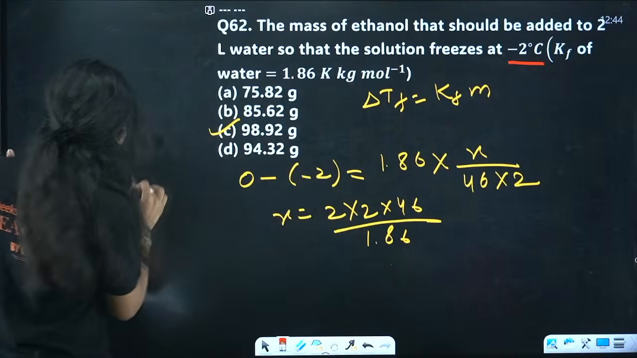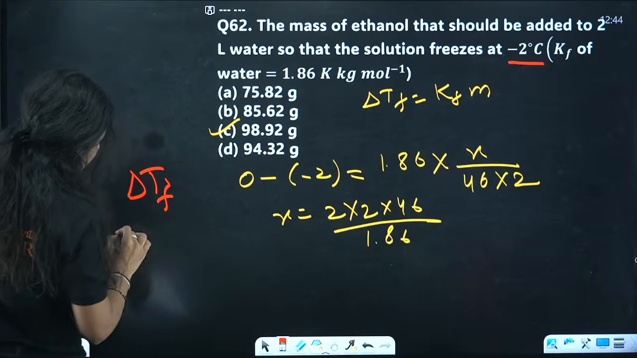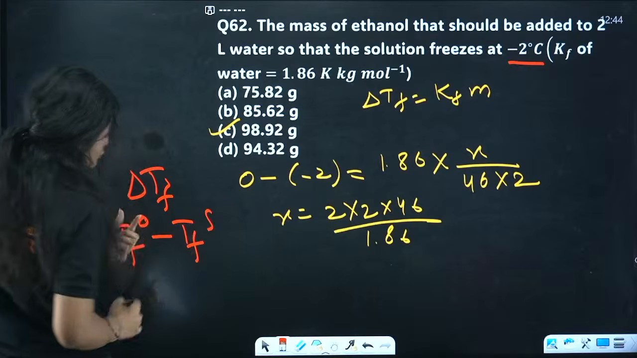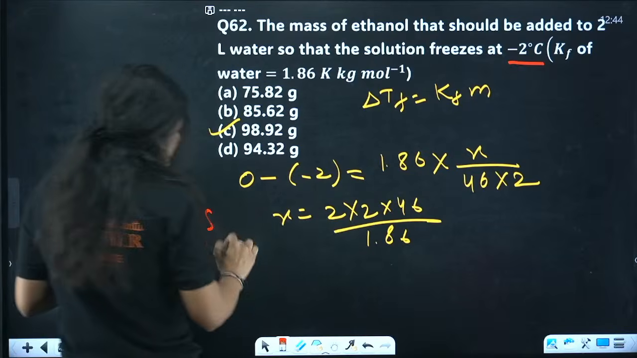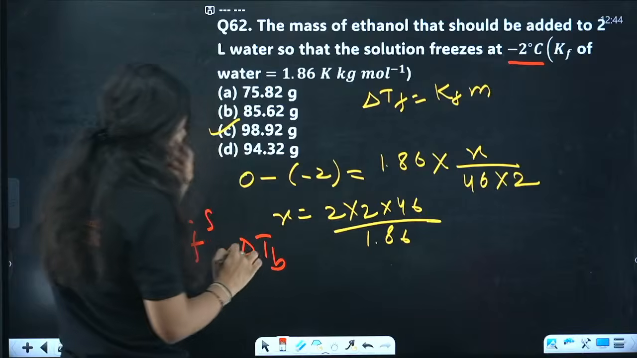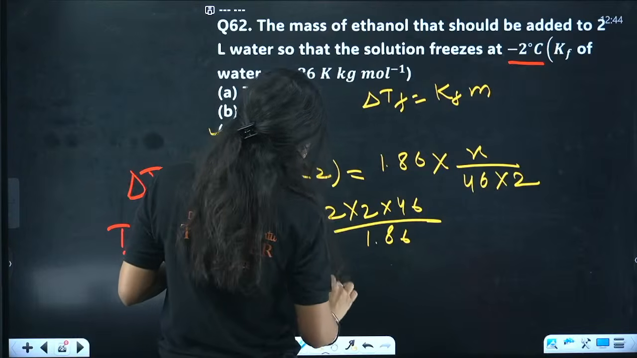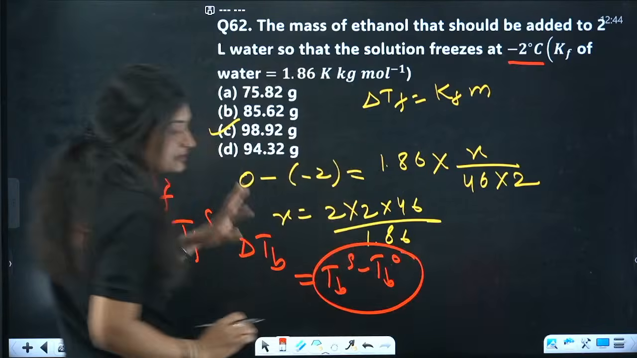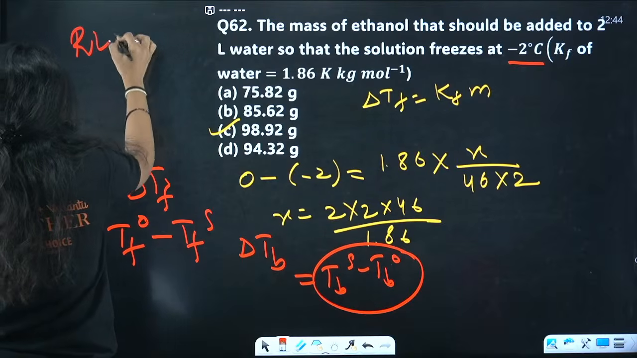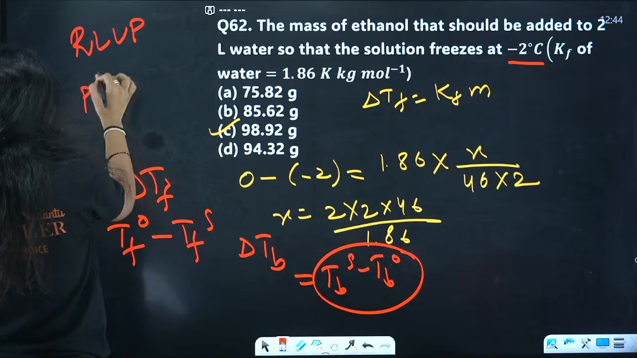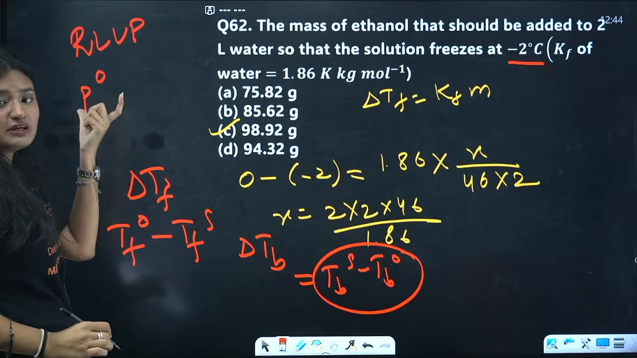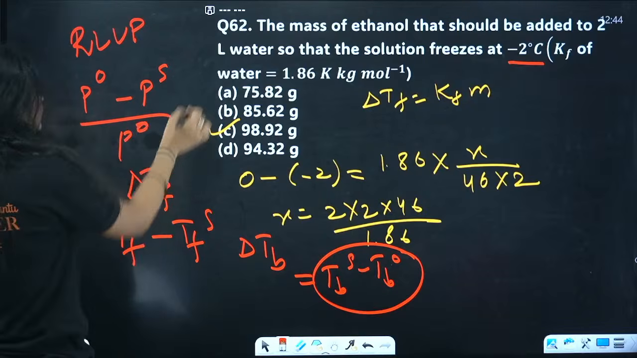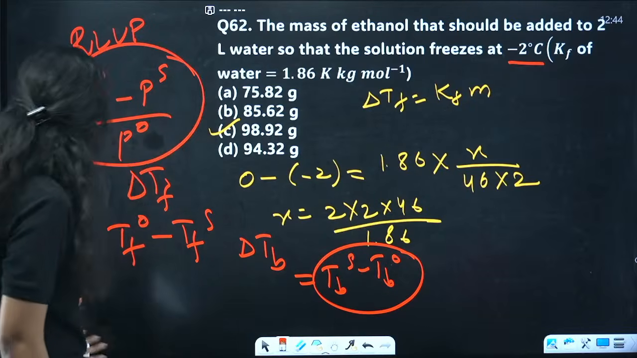Whenever we talk about delta Tf, it is the freezing point of the pure solvent minus the freezing point of the solution. Similarly, delta Tb, the elevation in boiling point, is the boiling point of the solution minus the boiling point of the pure solvent. Relative lowering of vapor pressure is the pressure of the pure solvent minus the pressure of the solution, divided by the pressure of the pure solvent. These 3 things you should remember.